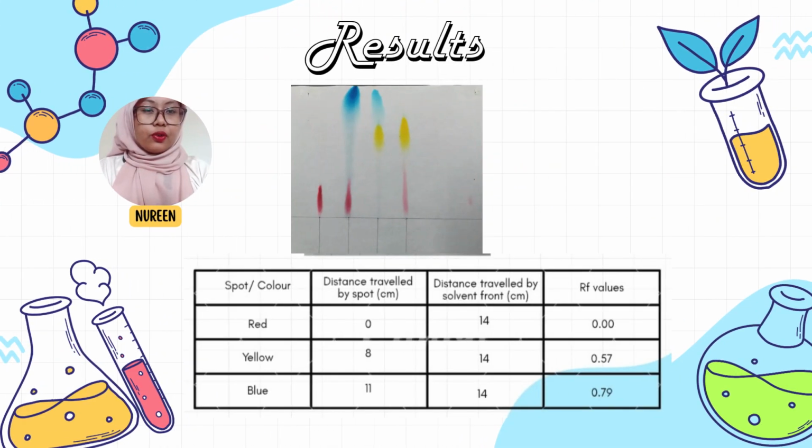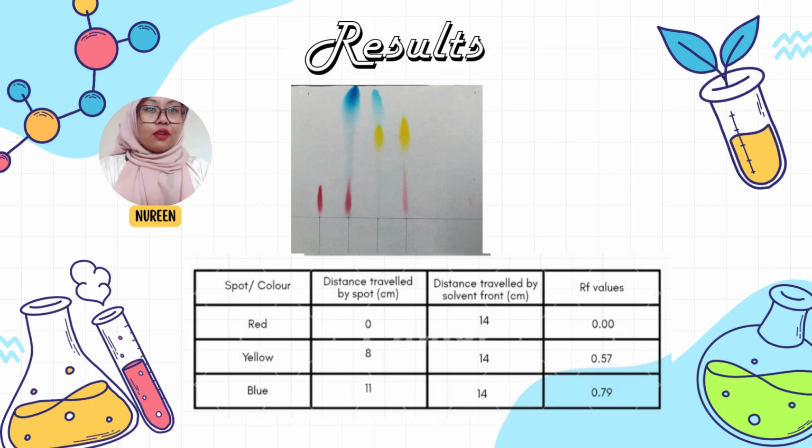Now we will move on to the next slide. The slide shows the result obtained from the paper chromatography analysis of food dyes in M&Ms. Based on the chromatogram image shown, the dye separated into different color spots after the solvent traveled through the chromatography paper. This indicates that the M&M coating contains dye components that move at different rates.